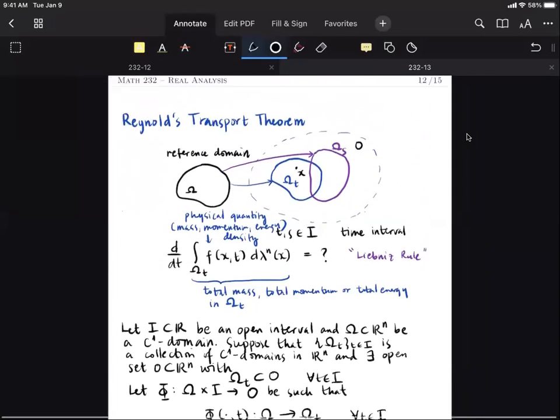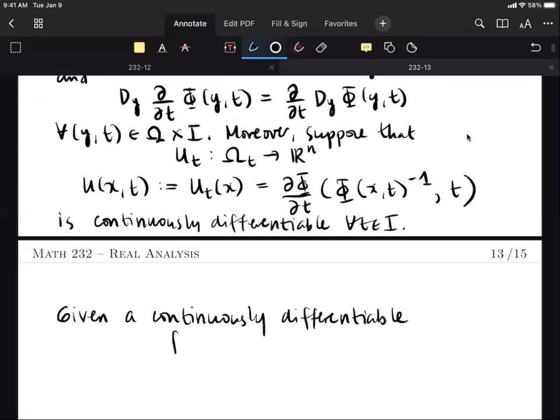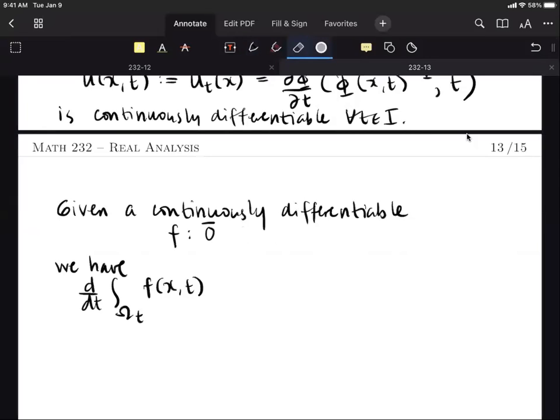So with these assumptions, given a continuously differentiable map F defined on the closure of the open set omega containing all the transported domains into R, we have, okay, so taking the rate of change of this integral over the domain omega t, and there must be a Cartesian product on the domain of F, so that this integral makes sense.